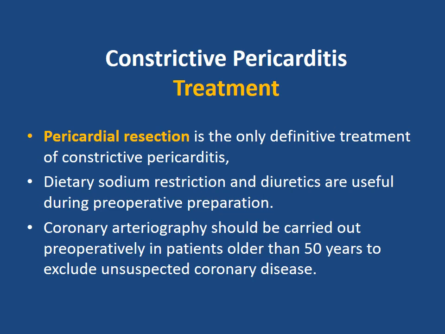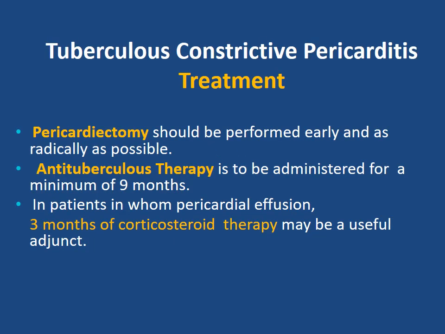In the treatment of constrictive pericarditis, pericardiectomy is the only definitive treatment. Dietary sodium restriction and diuretics are useful during the preoperative preparation. Coronary arteriography should be carried out preoperatively in patients older than 50 years of age to exclude unsuspected coronary disease. In the case of tuberculous constrictive pericarditis, which is the most common cause of constrictive pericarditis, pericardiectomy should be performed as early and as radically as possible.